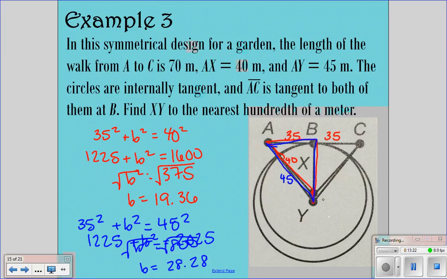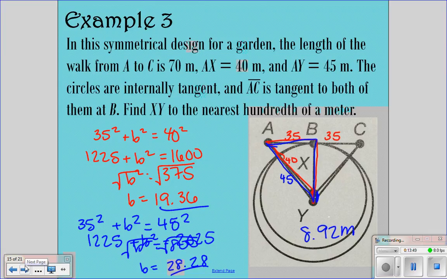And then to find the distance here between those 2 points, you're just going to subtract these two numbers. And so 28.28 minus the 19.36 gives me 8.92, and it said to the nearest hundredth. So my answer would be 8.92 and then meters. And so that would be your answer that you would use there.